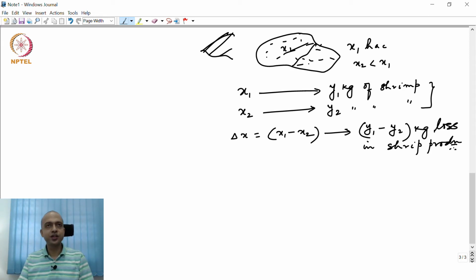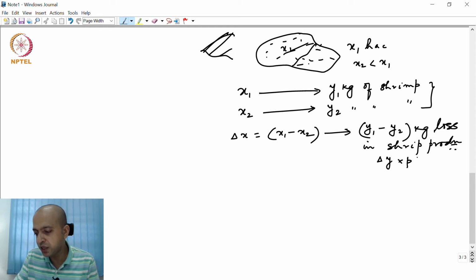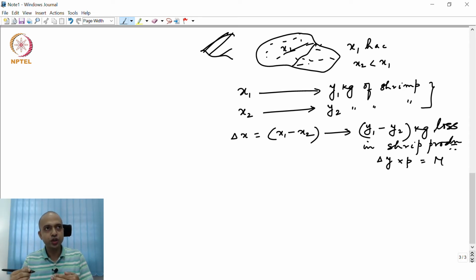Okay, and we can convert these into monetary units if we know the price of the shrimp. So this is the delta y amount, let's say. If you multiply this by p, the price, that is m amount of money, which is the loss for the shrimp producers' profit. So the shrimp producers' profit goes down by m amount due to a change in delta x for the wetland size. Then we can say that the wetland's value in monetary units is m for this delta x amount.